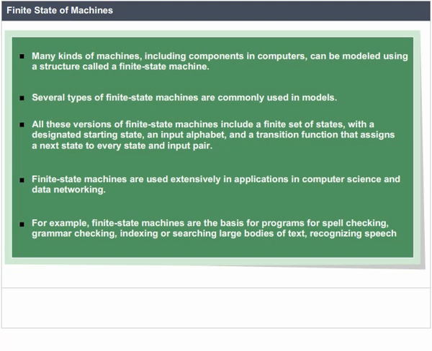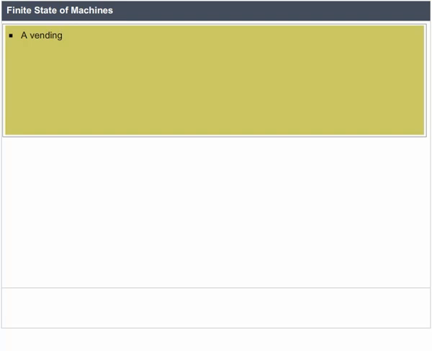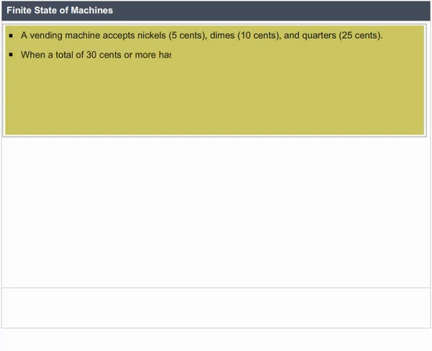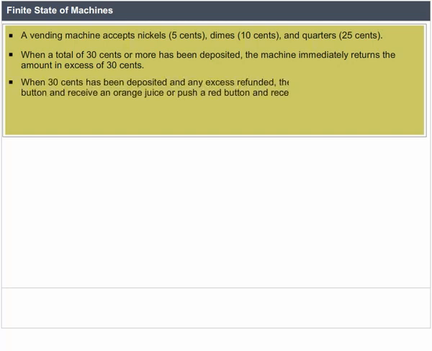A vending machine accepts nickels (5 cents), dimes (10 cents), and quarters (25 cents). When a total of 30 cents or more has been deposited, the machine immediately returns the amount in excess of 30 cents. When 30 cents has been deposited and any excess refunded, the customer can push an orange button and receive an orange juice, or push a red button and receive an apple juice.